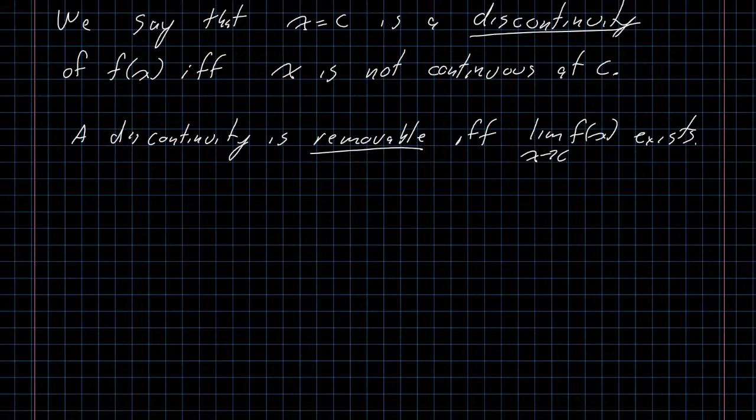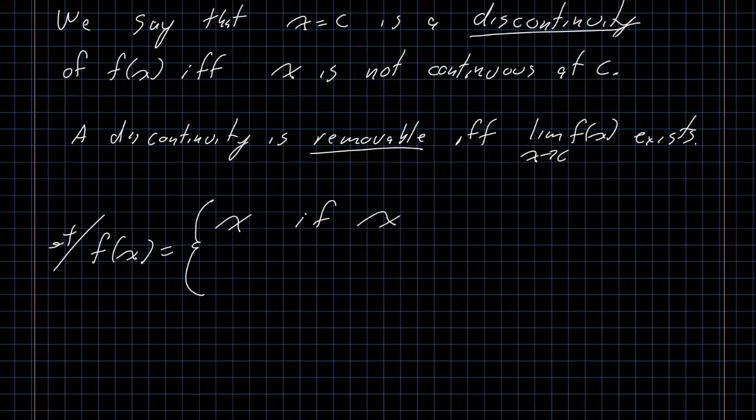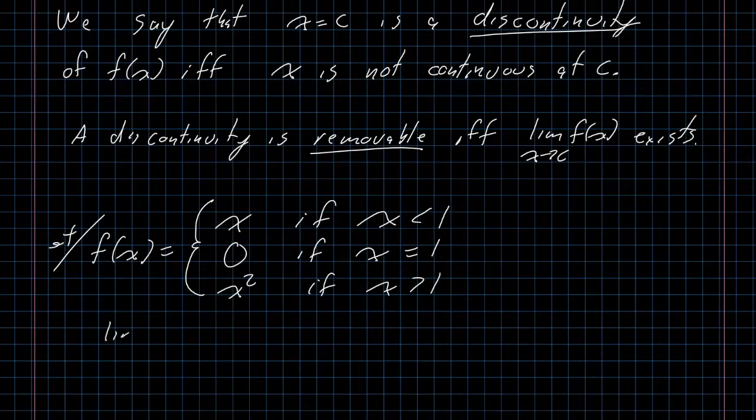I don't remember specifically what function it was. It was something like f of x equals x if x is less than 1, 0 if x is equal to 1, and x squared if x is greater than 1. And we saw that the limit as x approaches 1 of this function is equal to 1, but f of 1 is equal to 0.